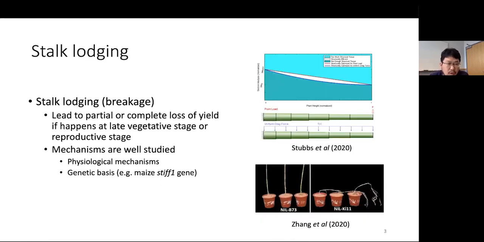So stalk lodging or stalk breakage can lead to partial or complete yield loss if it happens at the later stages of the field season.